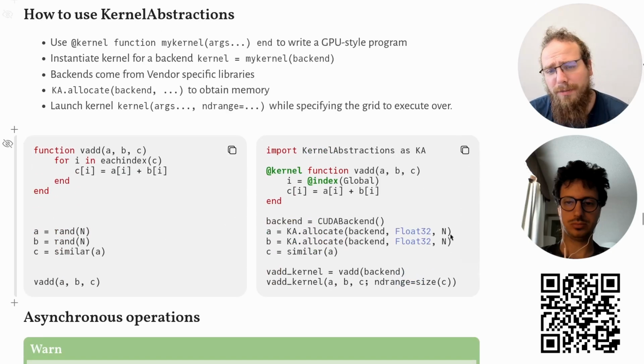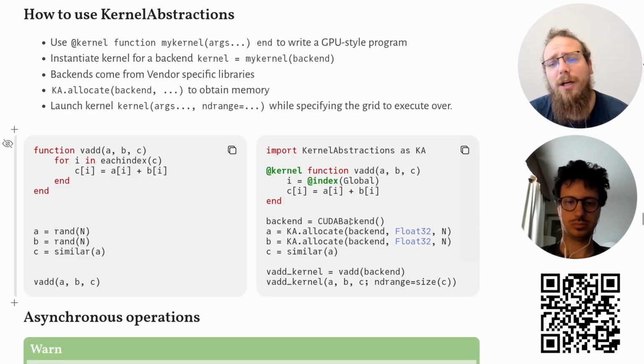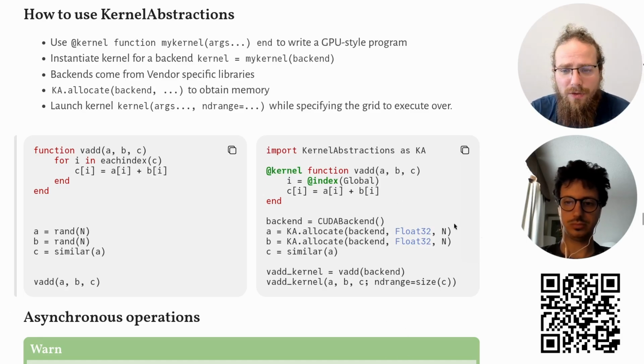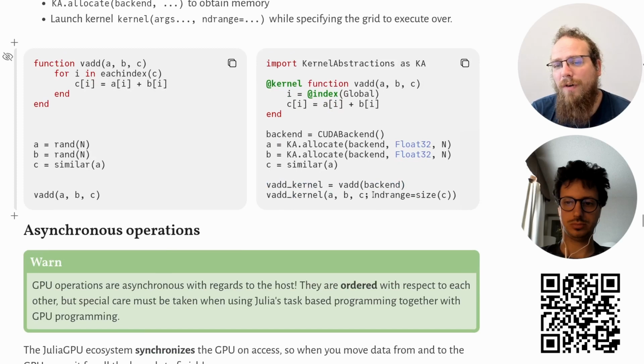So how to use KernelAbstractions? You have to write a kernel function, and then you can allocate memory on the target backend. So you want to allocate a CuArray or a ROCArray, and then you can instantiate the kernel for a specific backend, and then you can launch the kernel over a grid of points. And so the @index macro gives you essentially, for each of the ndrange points, one of the elements.